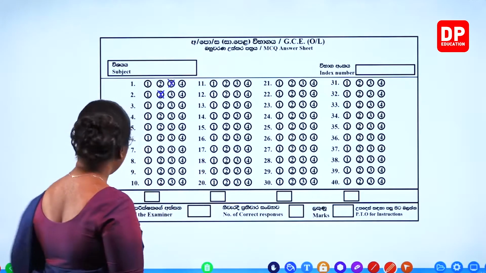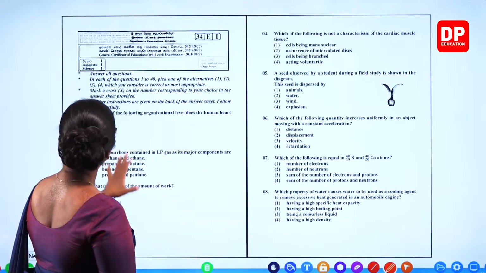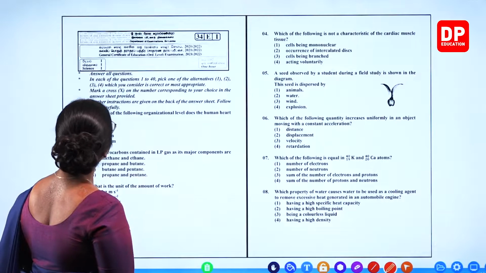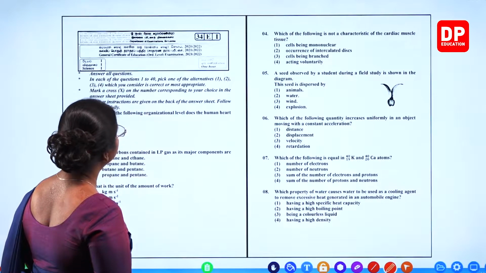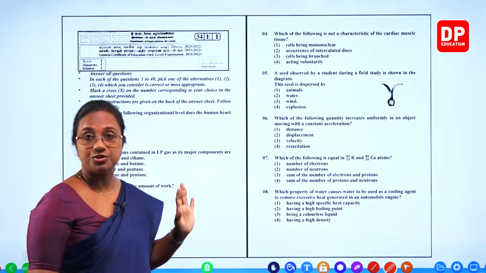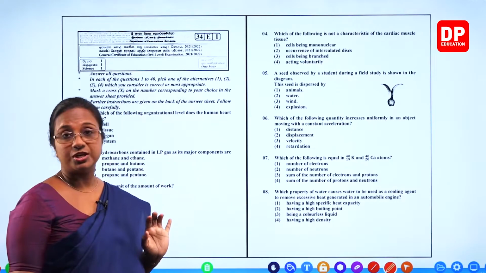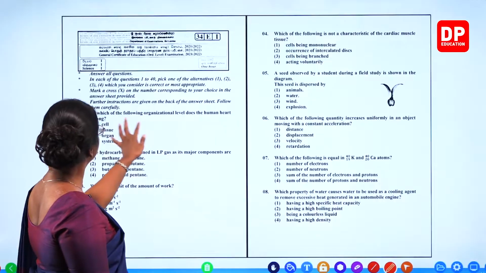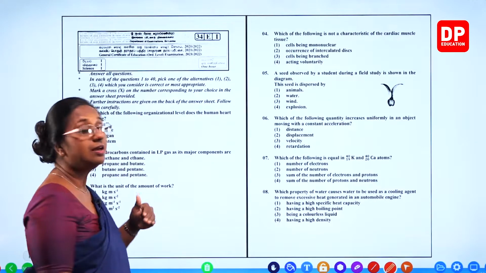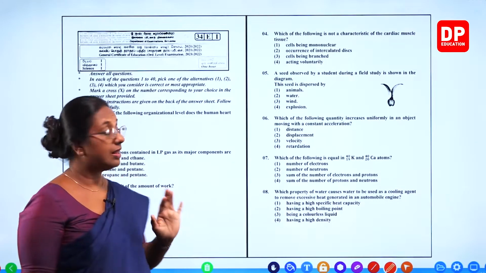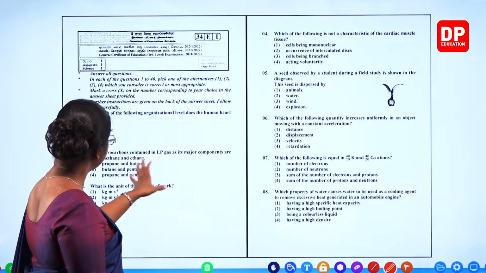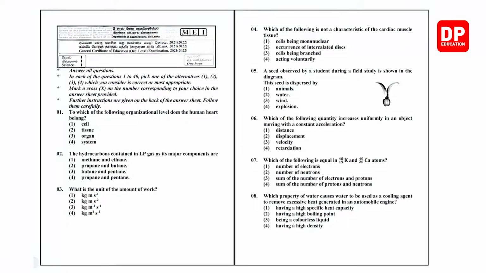So this is the answer sheet format. Then the next one is further instructions are given on the back of the answer sheet. Follow them carefully. So I told that as well. Then if you look at the questions, like normally you do have a biology question which is a very direct question. That is the first question. Then you can see a chemistry one and a physics related question.